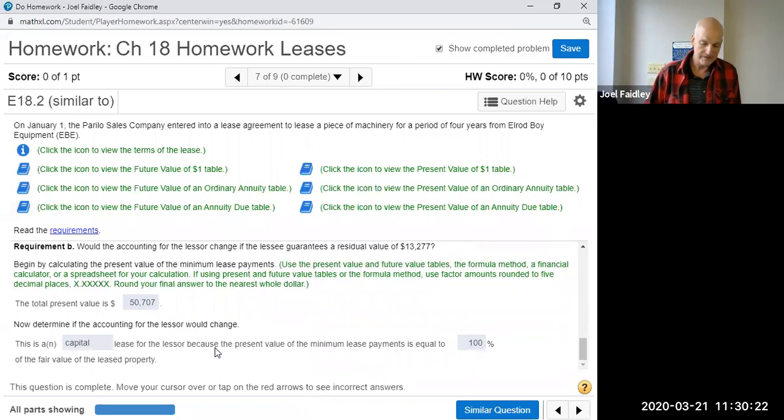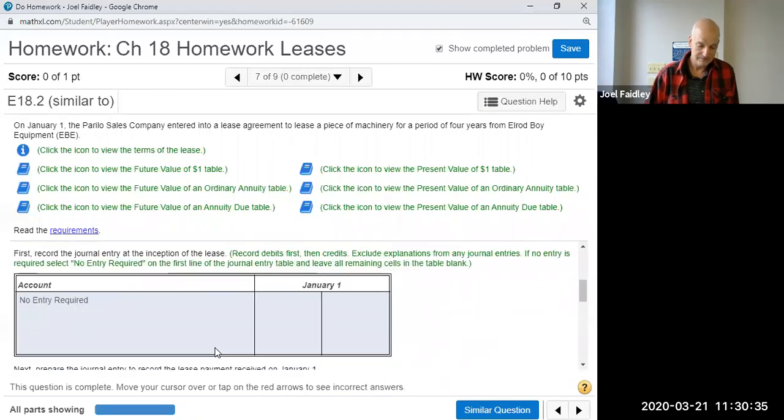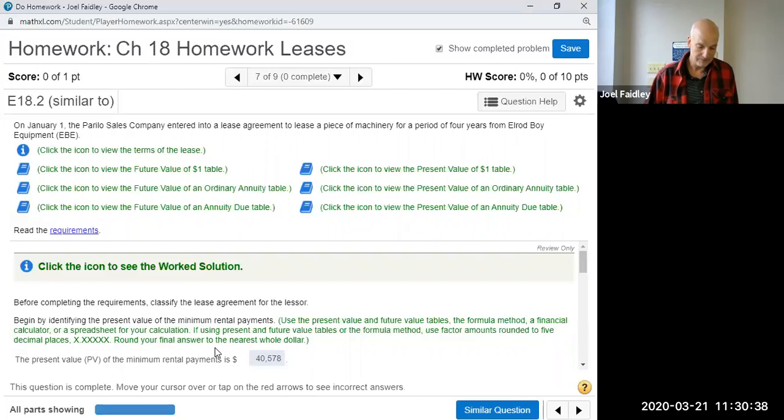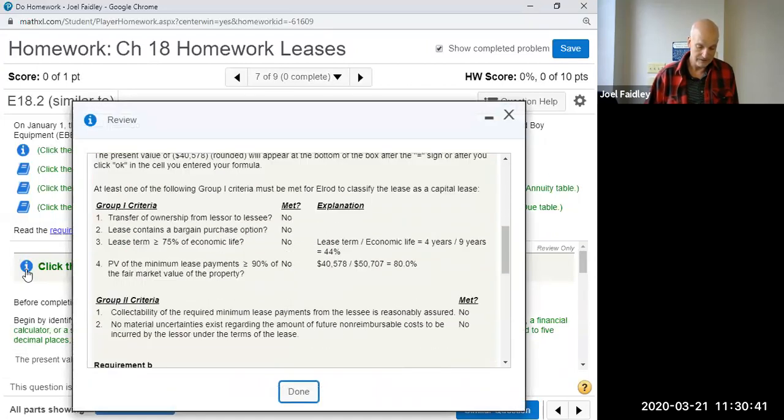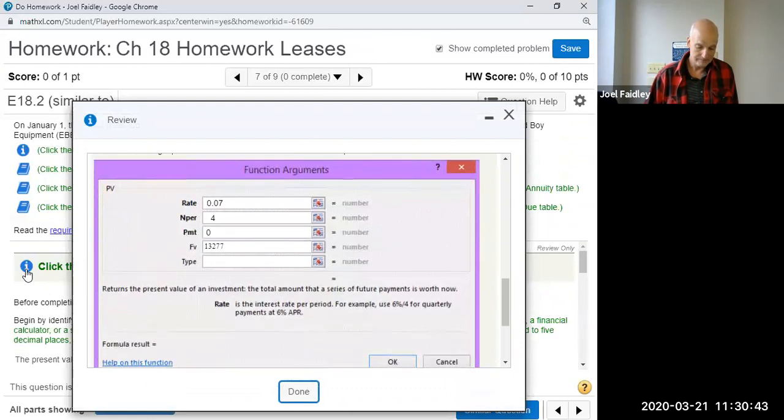They're asking, what if there's a guaranteed residual value of $13,277? What is the present value then? Right, because it looks like it's going to turn it into a capital lease based on that guaranteed residual value. So let's look at the solution up here. In the interest of time, part B. What's the present value of $13,277 at 7%, 4 years? That's the present value of a lump sum. Not an annuity, lump sum, right? Residual value at the end.